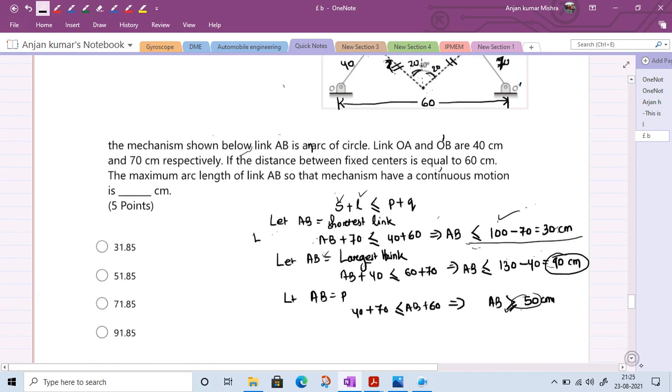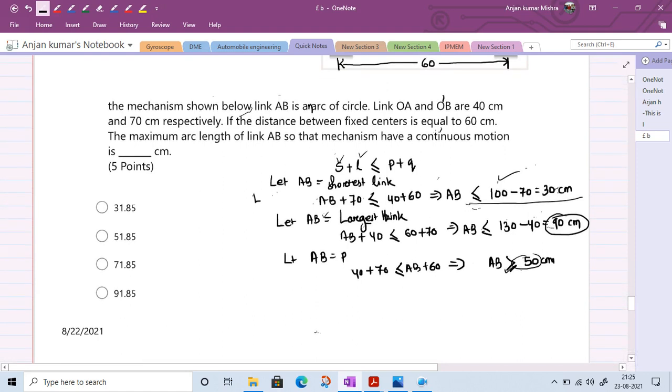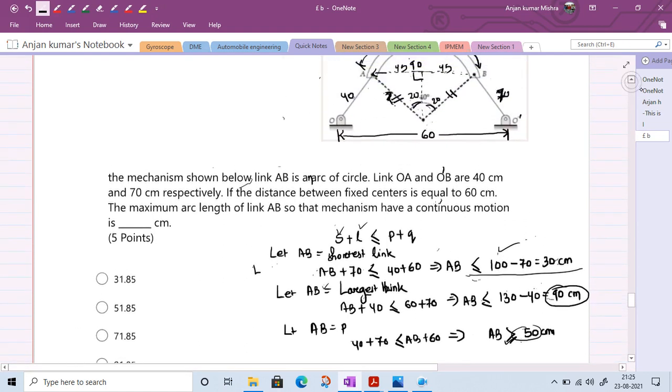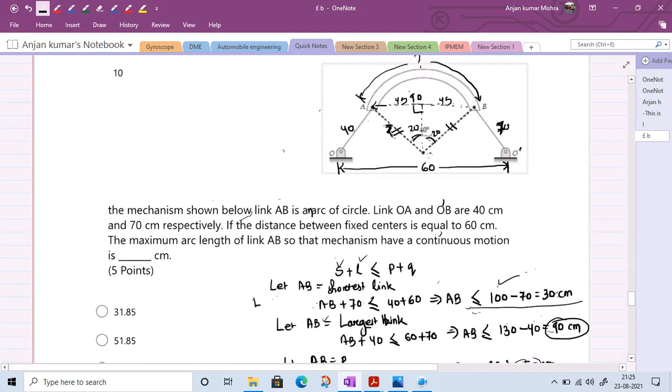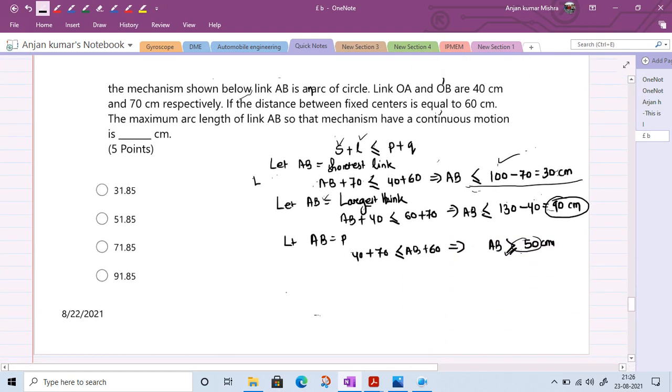If I will take the sine 20 for that triangle, suppose this is A, B, this is C and this is D. So in triangle ACD, sine 20 degree will be equal to 45 divided by AC. So AC length will be equal to 45 divided by sine 20 degree.